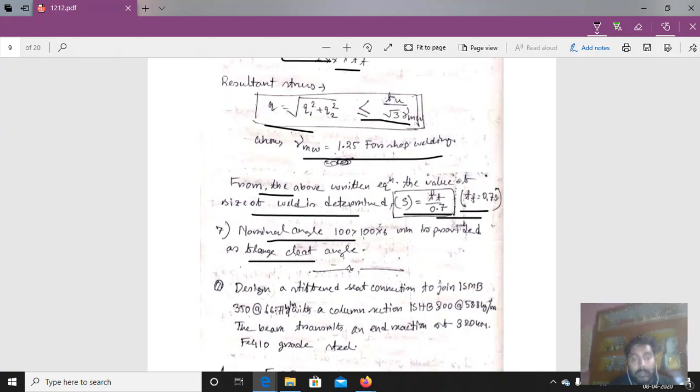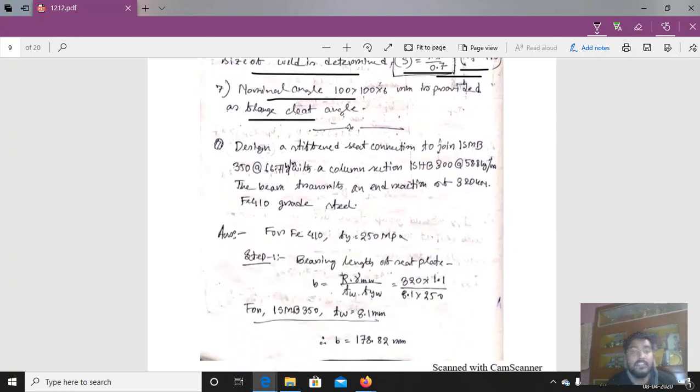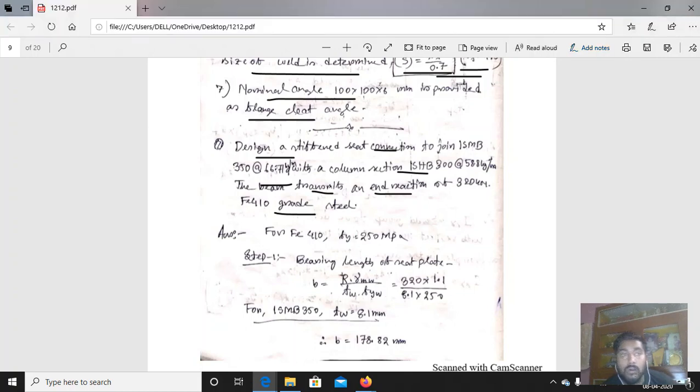Okay, now coming to one example. Design of a stiffened seat connection to join ISMB sections to transmit an end reaction of 320. So let us open another duplicate sheet here.